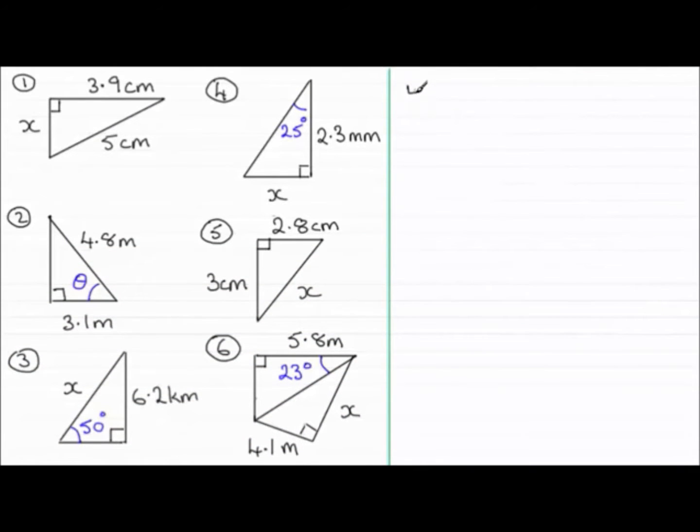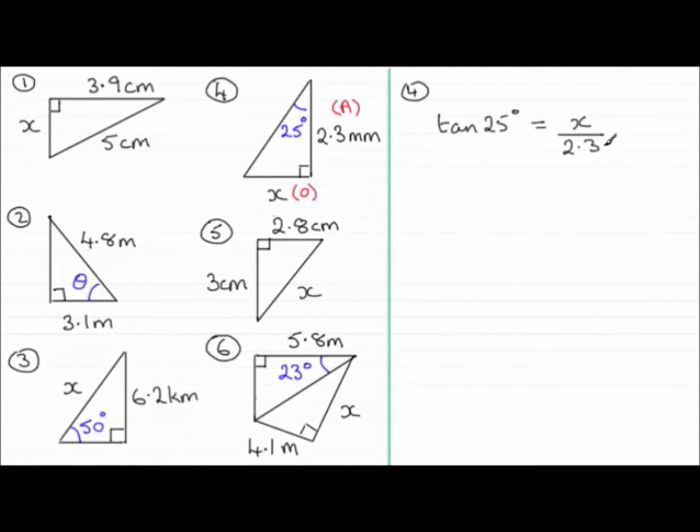With question number 4, again we've got to find out the length of a side given an angle and another side. So this is going to be trigonometry again. So we've got the opposite side to the 25 degrees here, and this side is the adjacent side. So labelling it up in the usual way, we now look at the ratio that connects opposite and adjacent, and it's the tangent ratio. So we have tan of 25 degrees equals the opposite side, which is x, over the adjacent 2.3.